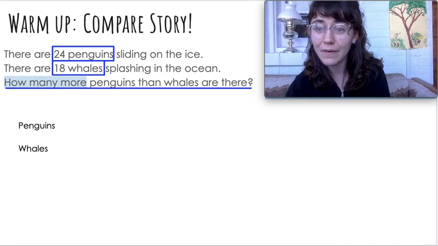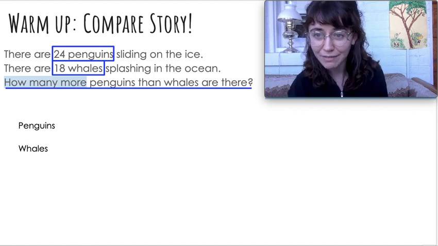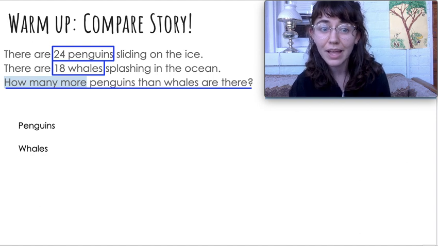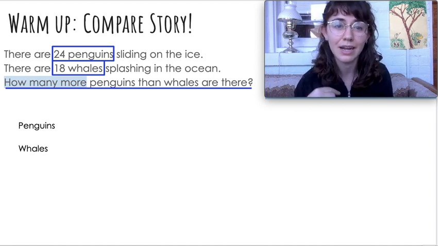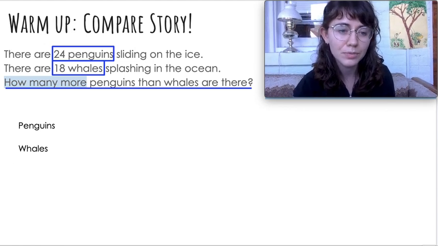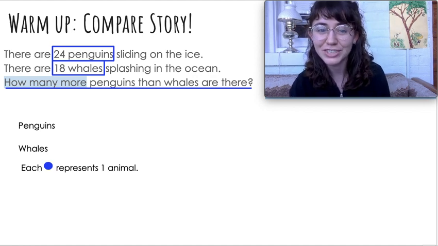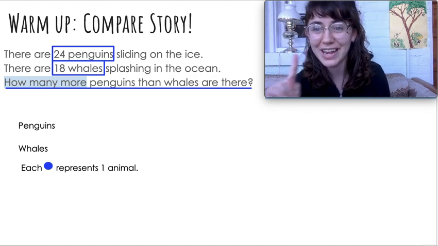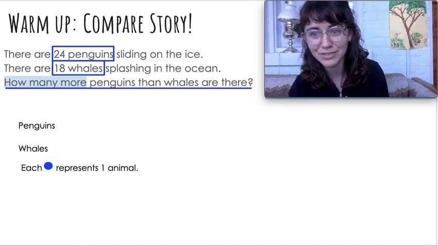So I'm just going to go ahead and use a little bit of what we learned about picture graphs yesterday to do a drawing. And so my two categories are penguins and whales. And I know there's 24 penguins, 18 whales. So I drew that. I'm also going to use a legend here to show that each circle represents one animal. You don't have to do that, but I figured I would make a connection to picture graphs from yesterday.